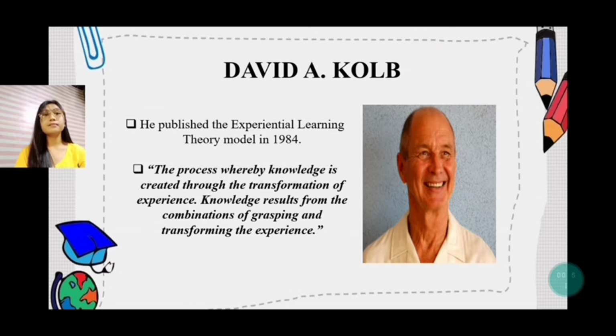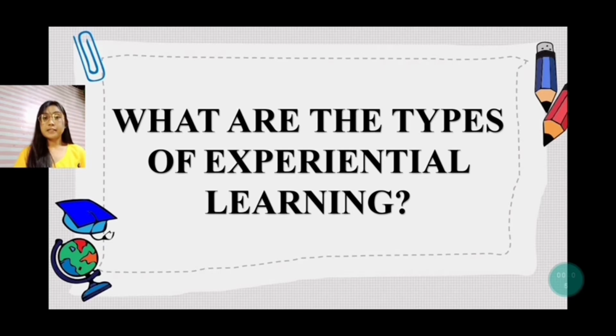So simply, according to David Kolb, learning by doing is the basis of experiential learning theory because the best way to learn things is by actually having experiences. Do I make myself clear? Okay, so now we are on the types of experiential learning. Experiential learning can be divided into two major categories. First is the field-based experience and the second one is the classroom-based learning. Let's further elaborate the two types.